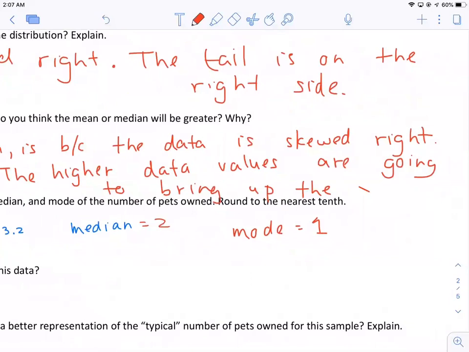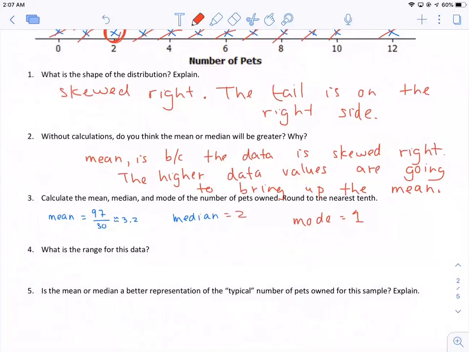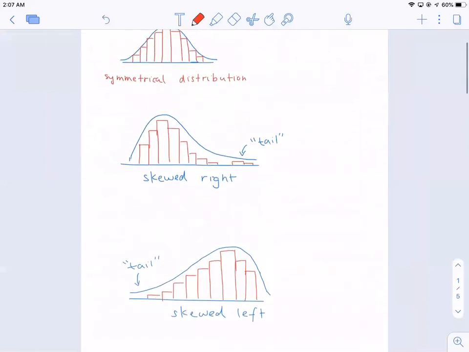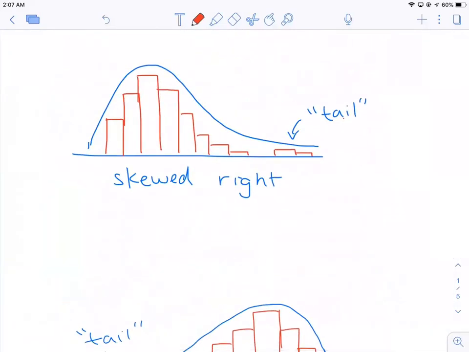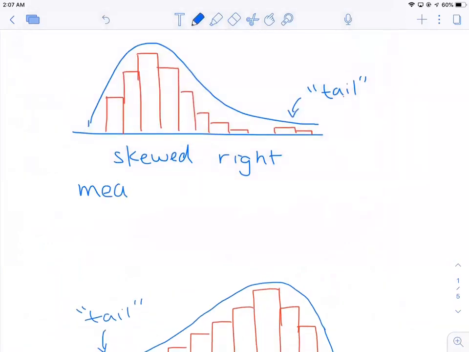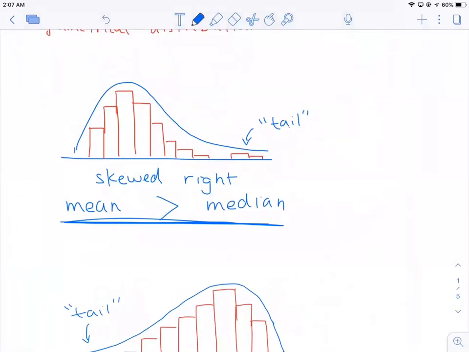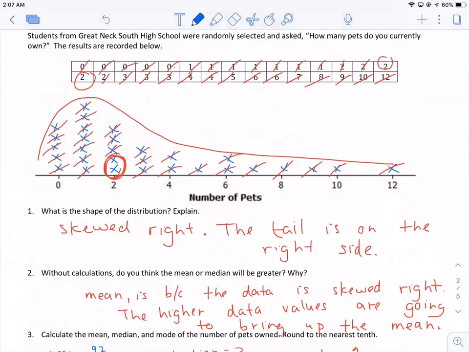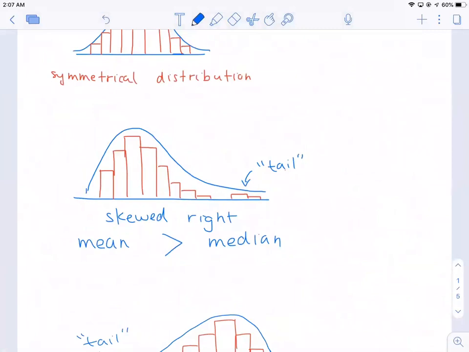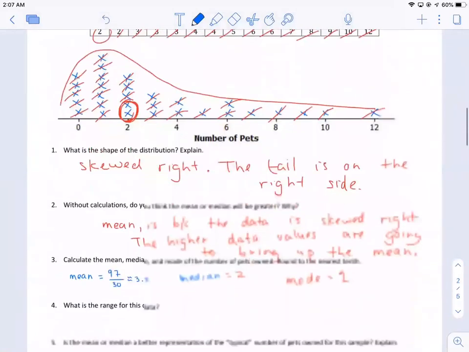Right? And just think about in general, whenever this is the case, whenever it's skewed right, that's always going to bring up the mean, but it's really not going to affect the median as much. So if you go back to our general shapes over here, whenever this data is skewed right, we can say that the mean is going to be greater than the median. All right? So there was our first example illustrating that fact. Again, skewed right, tail is on the right side. So mean is greater than median.